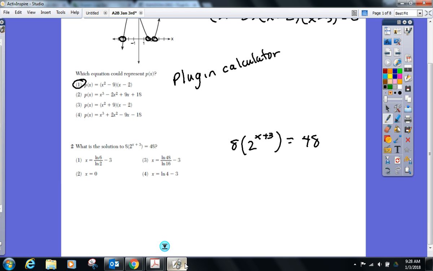Let's go. Got to get the 8 out of there. How? Divide by 8. X plus 3. What do I have on the other side? 6. Where is the variable? Is it in the exponent or is it the base? Exponent. So if the variable's in the exponent, how do I get it out? I use logs. So I take the X plus 3, move it down, and what do I do with the 2?